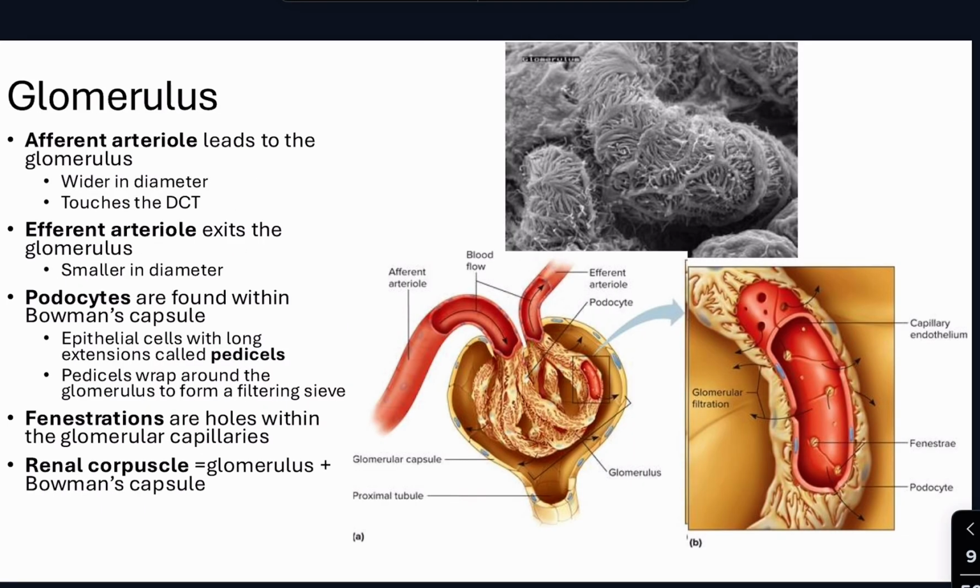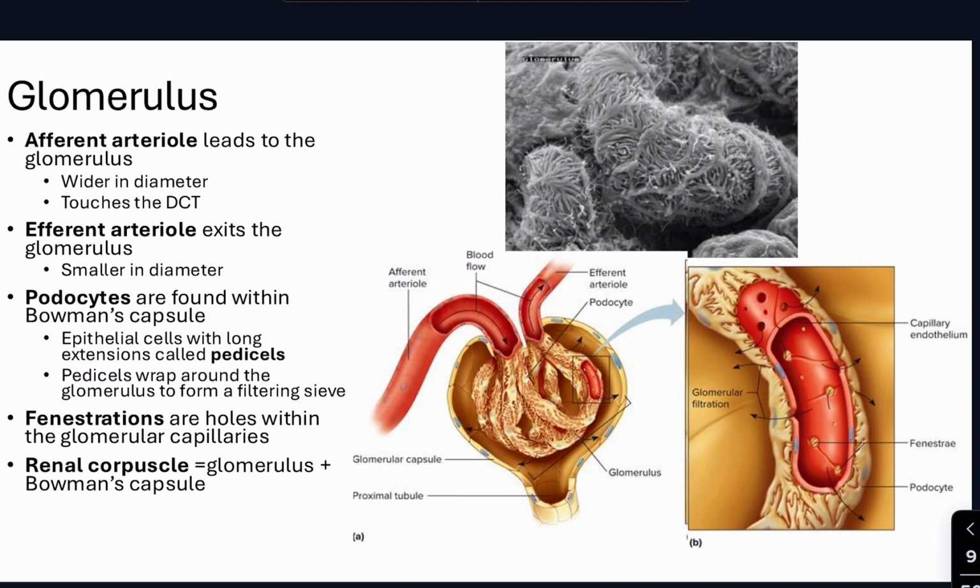Okay, guys, so let's take a closer look at this glomerulus that we were talking about earlier. The glomerulus, as we know, is going to be this bundle of capillaries, okay? And we're going to see these afferent and efferent arterioles entering and exiting, respectively, from the glomerulus, right? And there's a few important structures you should be aware of when looking at the glomerulus.